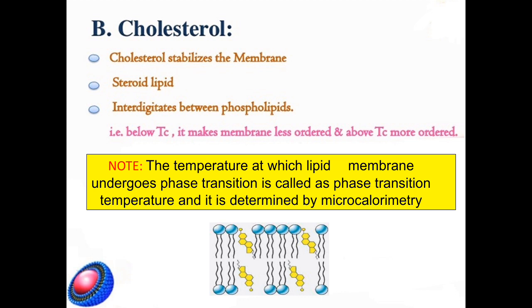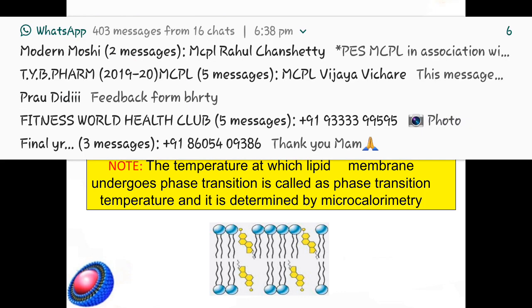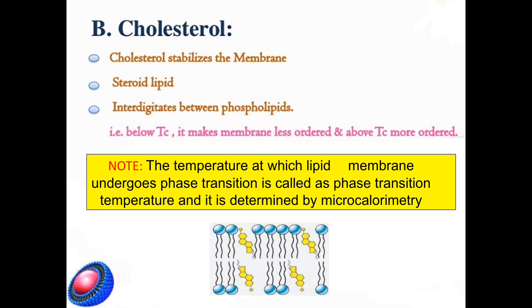Second part is your cholesterol, which can make the membrane stable; it is a steroid lipid, and intercalates between the phospholipids. When the temperature is below the transition temperature, it will make your membrane less ordered, but in another way, when the temperature is above the transition temperature, it will make your membrane more ordered.